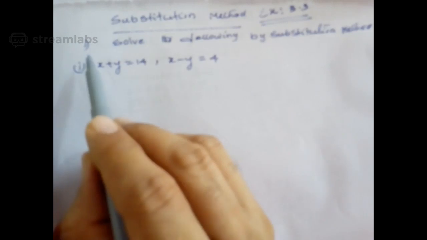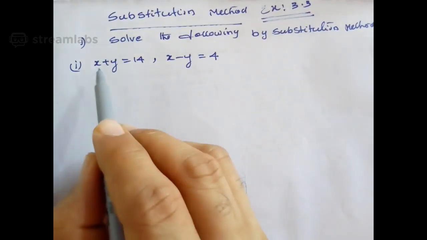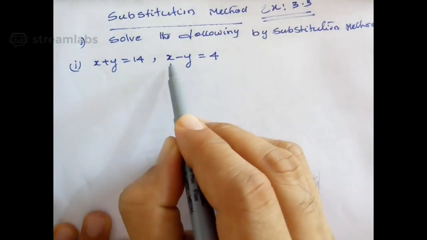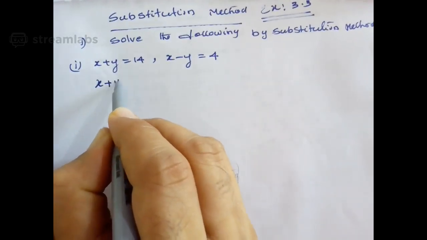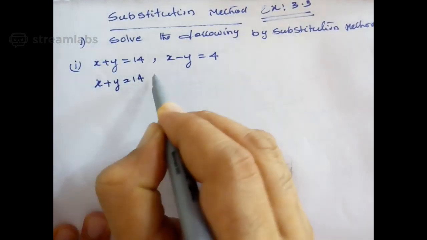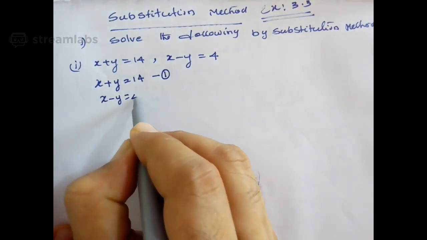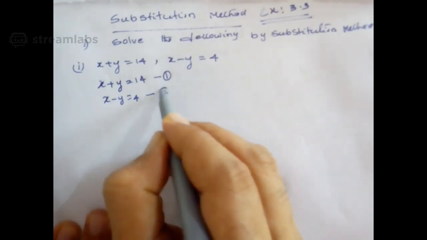See the first question. Solve the following by substitution method. The pair of linear equations is given. x plus y is equal to 14 and x minus y is equal to 4. That is x plus y is equal to 14. Call this equation number 1. x minus y is equal to 4. Call this equation number 2.